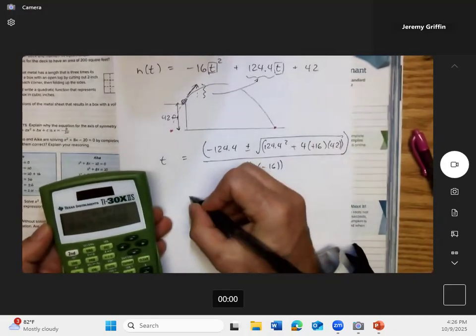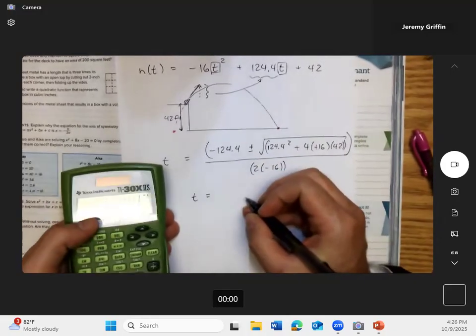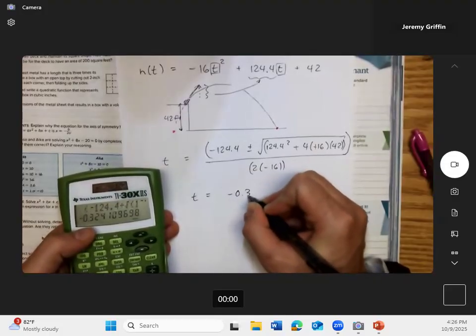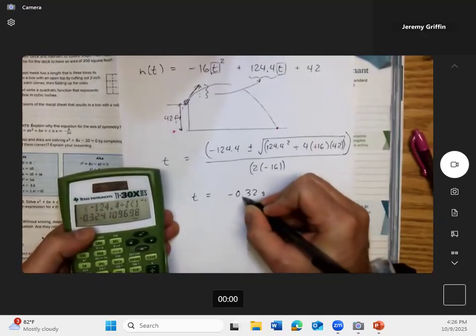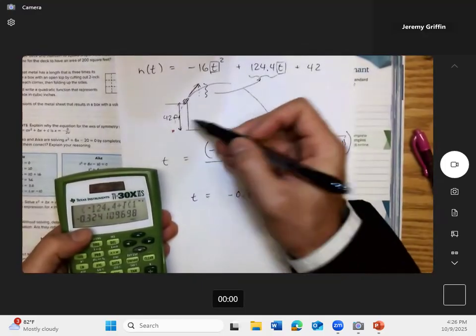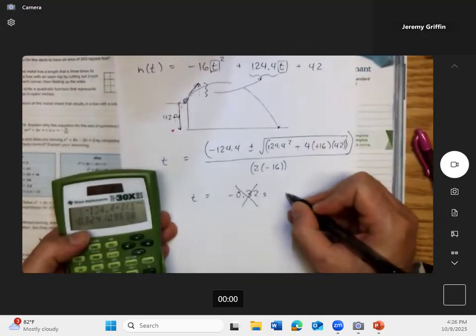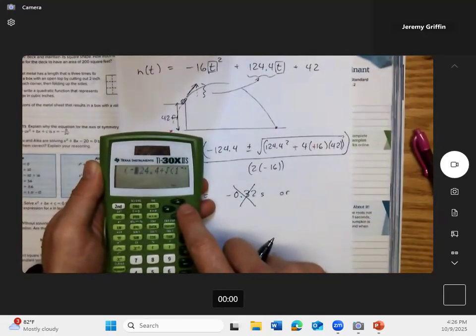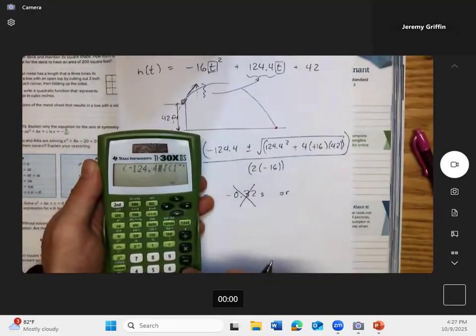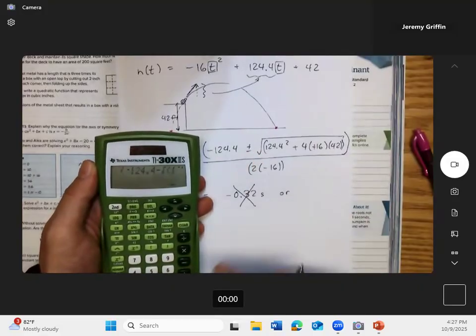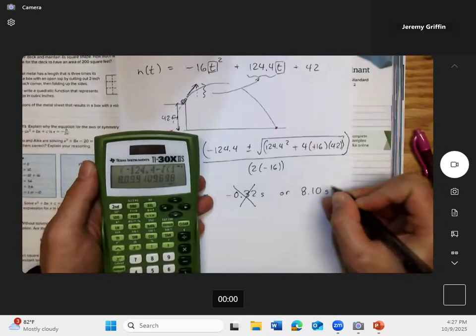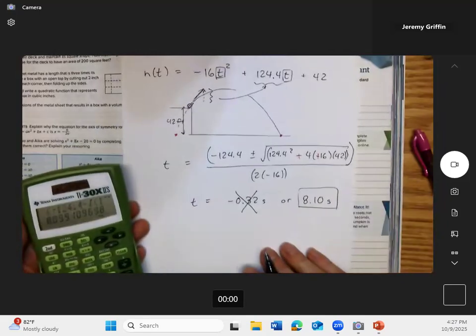All right, so I'm getting time equals, just like I was predicting, there's a small negative value, negative 0.32 seconds, which doesn't really mean anything because that's like back here. So we're going to throw that one out. Or you get the actual answer. Actually, all I have to do is scroll up, scroll over, and where the plus was, just replace it with a minus, and I should get the actual answer, which is, there it is, 8.10 seconds, it rounds to. That looks about right, doesn't it?